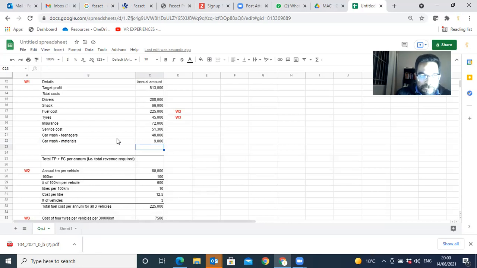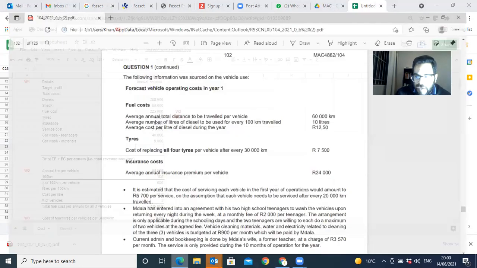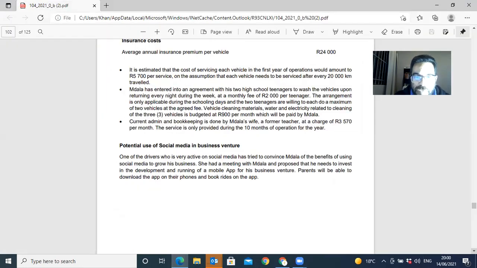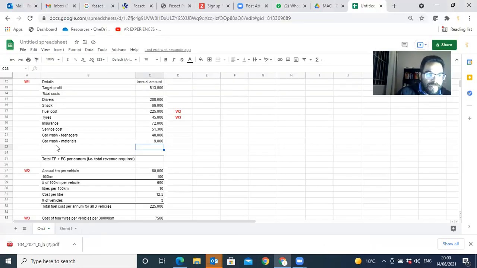And then what do we have next is the last paragraph. I think it's the last paragraph. Yeah, it is the admin, which is to provide for 10 months of it. So it's 3570 admin times 10 months.